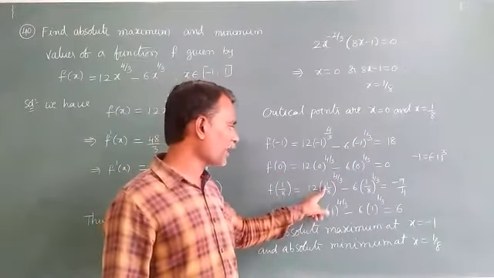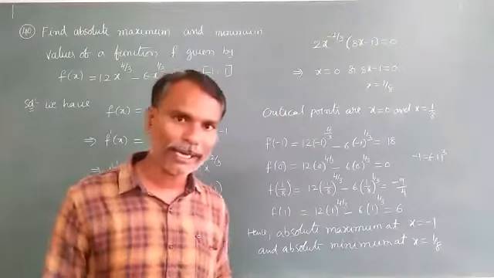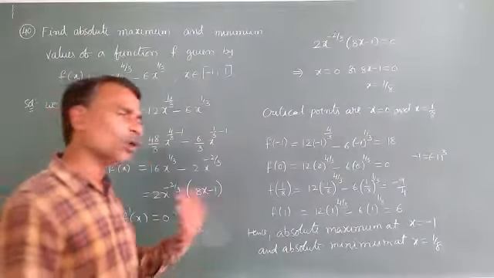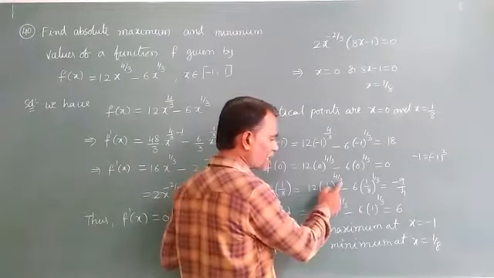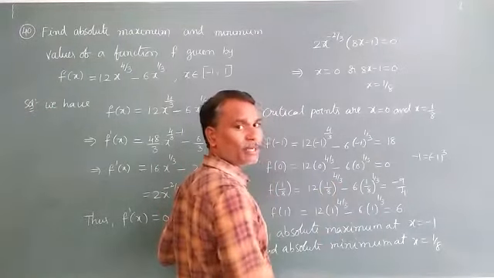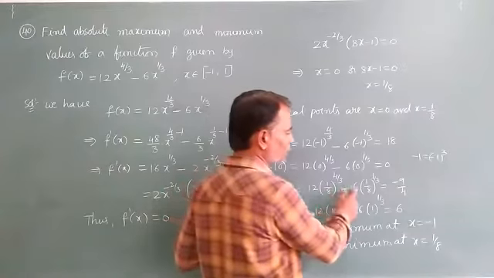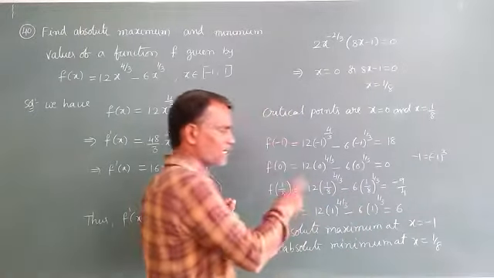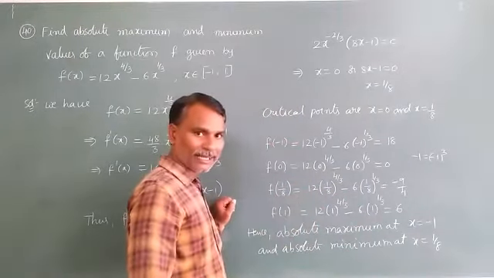1 by 8 means we can write 1 by 2 whole cube. 1 by 2 whole cube, the cube cancels. 1 by 2 whole power of 4 means 1 by 16 will come. So 12 by 16 minus 6 into 1 by 2, which is 3. Simplify it, we will get minus 9 by 4.